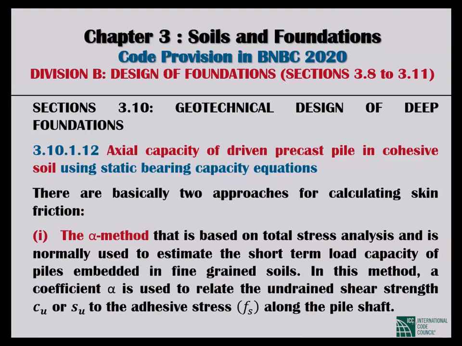Then determining skin friction will depend basically on the type of the soil. If it is cohesive soil, and if we have cohesionless soil, we could have different methods. In cohesive soil, we could have 3 methods. In BNBC, we are recommending 2 methods. One is the alpha method, the other one is the beta method.